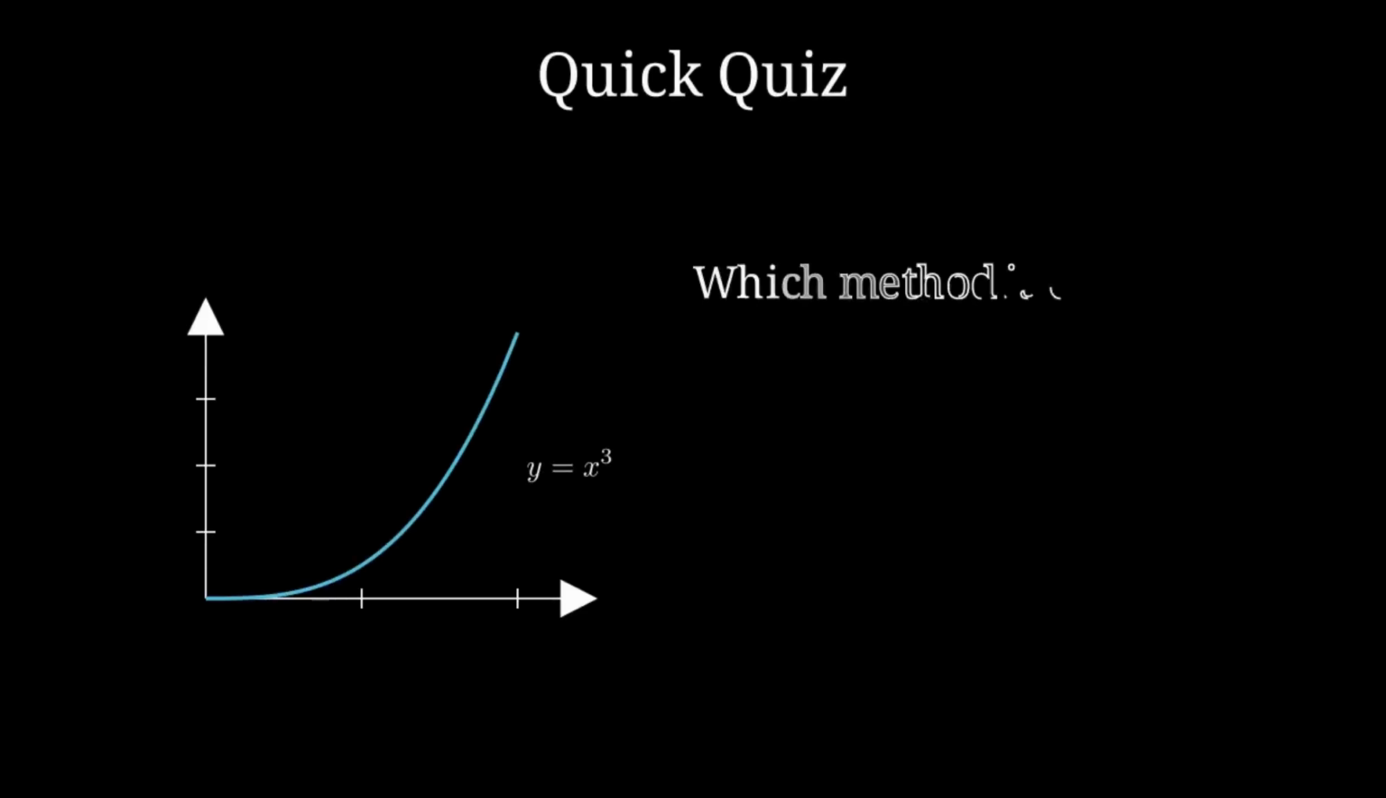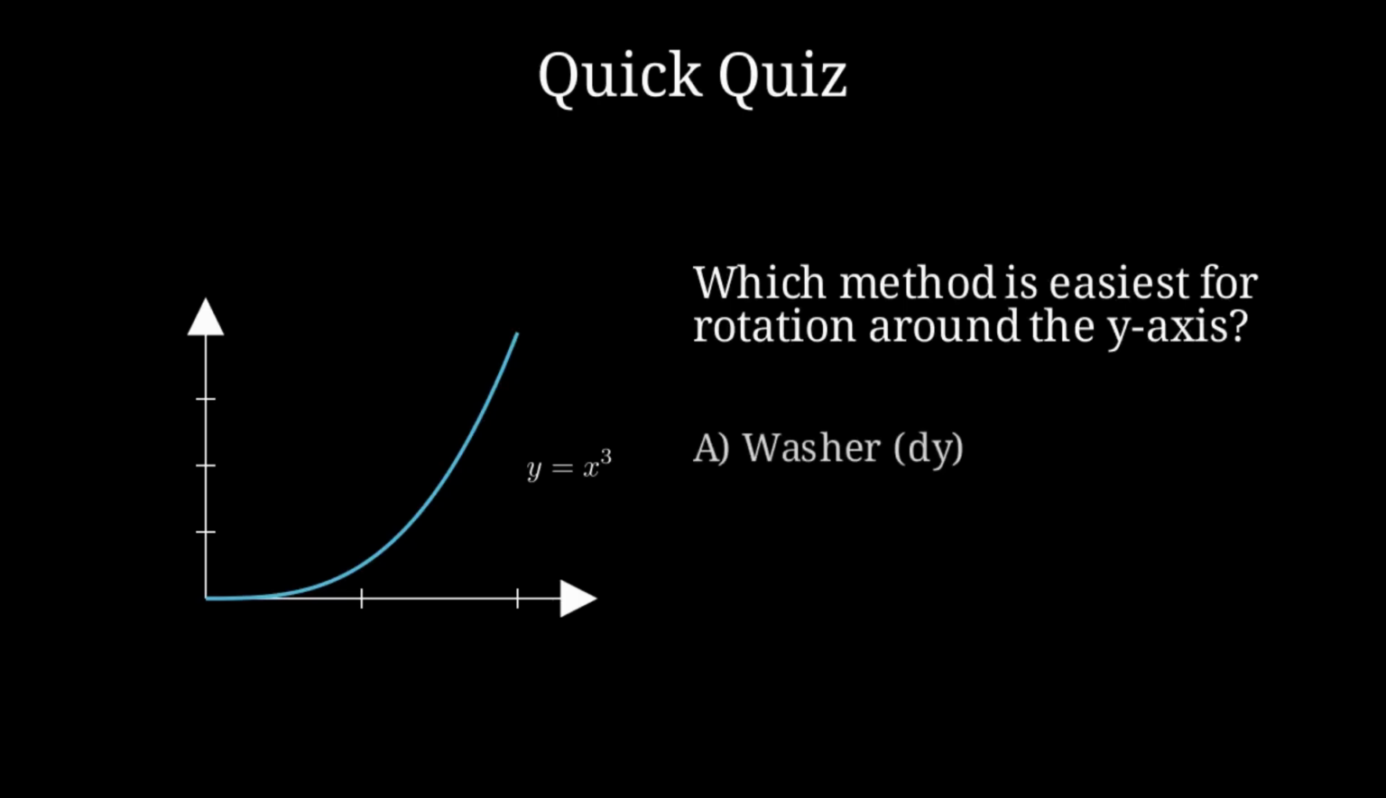Time for a quick check. If you have the function y equals x cubed and you want to rotate the region around the y-axis, which method is more direct? Think about whether you want to solve for x to use dy, or keep it as x cubed and use dx.